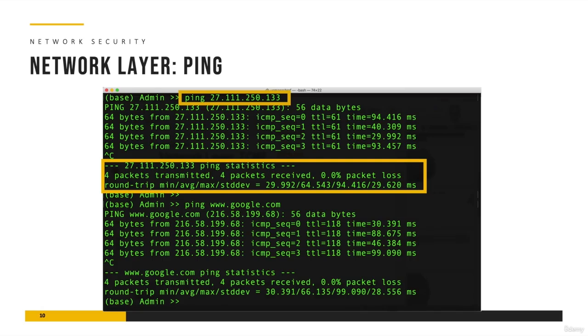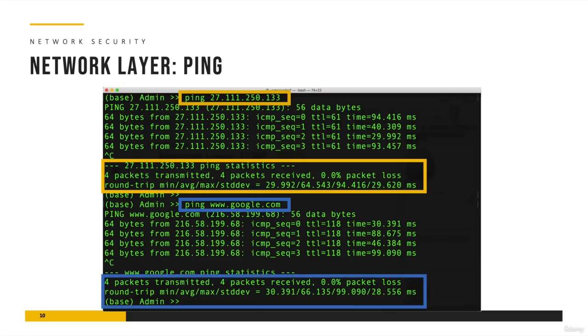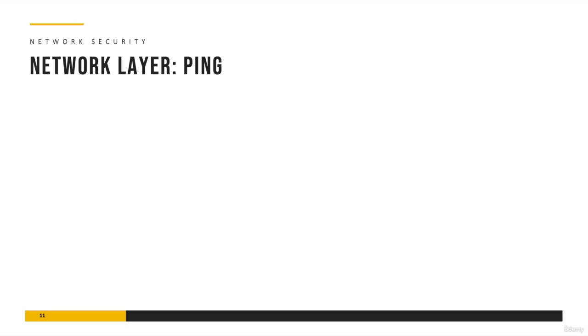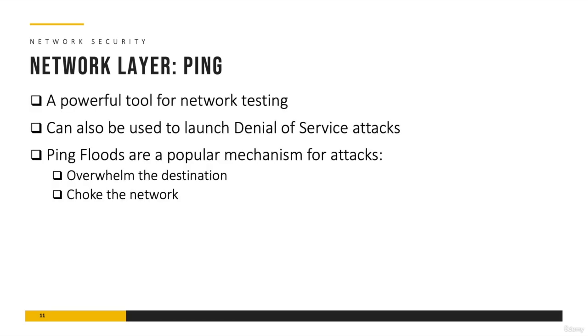Now you can also specify any server on the internet as well. So you can, for example, ping www.google.com and you'll get the same statistics which inform you about the quality of connection between your system and the destination. Now ping is a powerful tool for network testing, and it helps you to detect network problems, troubleshoot them, and basically identify any connectivity issues between any two devices, right?